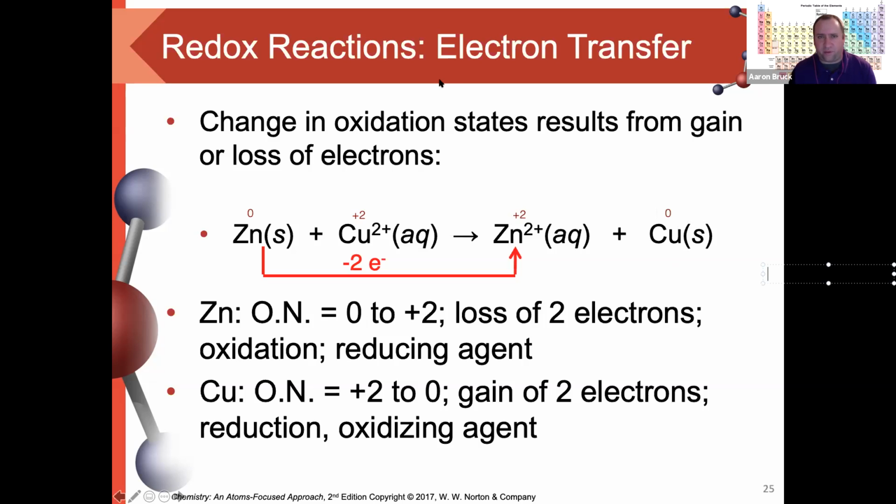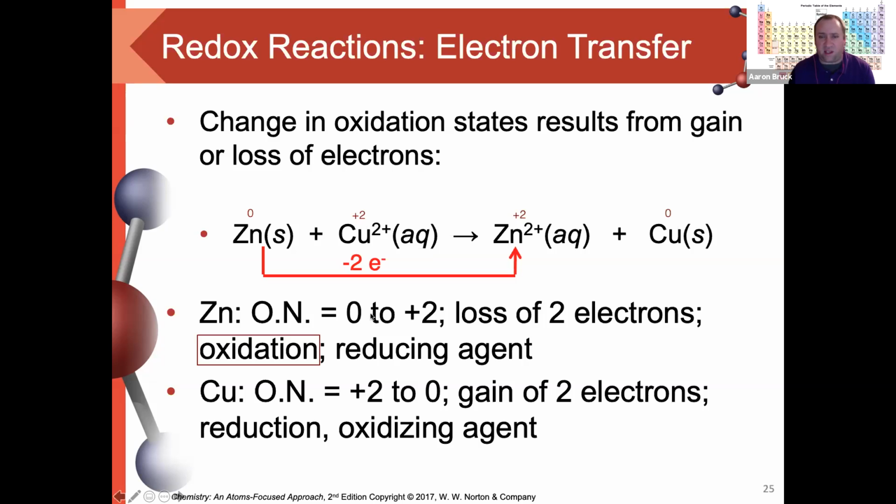Furthermore, we can see that as far as the zinc is concerned, its oxidation number is going from 0 to +2. Now, to go from 0 to +2, you would have to lose 2 electrons along the way. And so, as a result, we know by definition that the process of losing electrons is oxidation. Again, think about your mnemonics. Leo the lion goes grr. Leo, loss of electrons is oxidation.